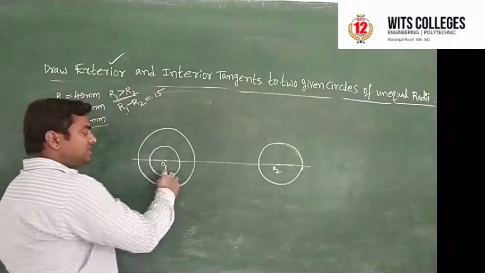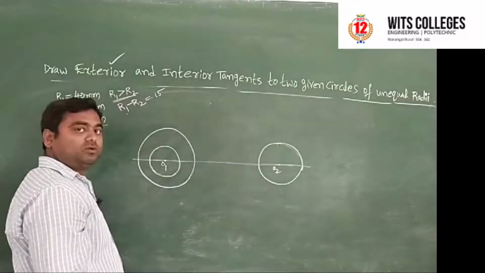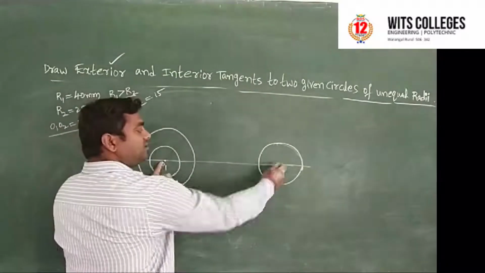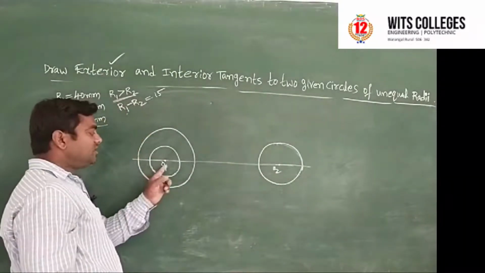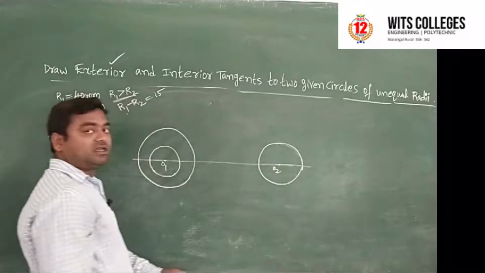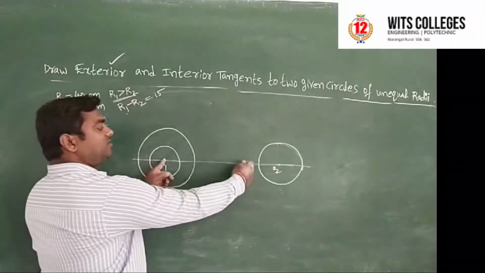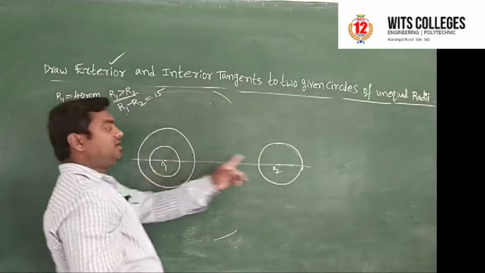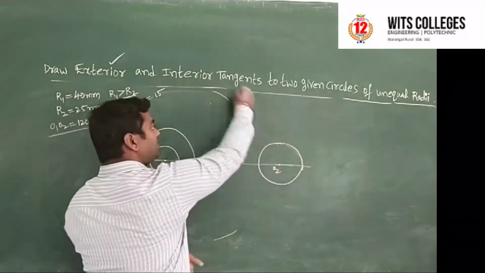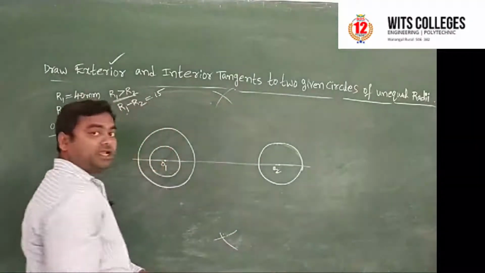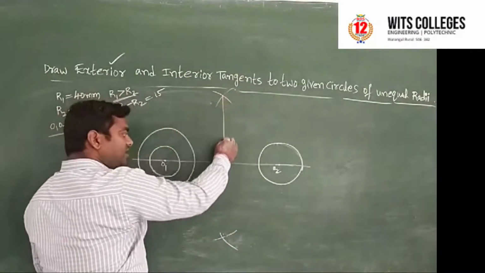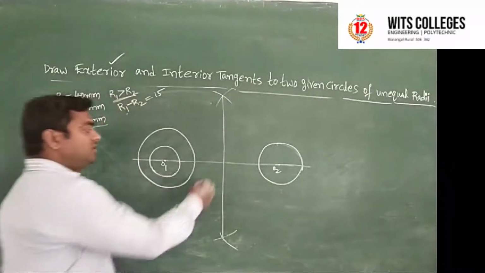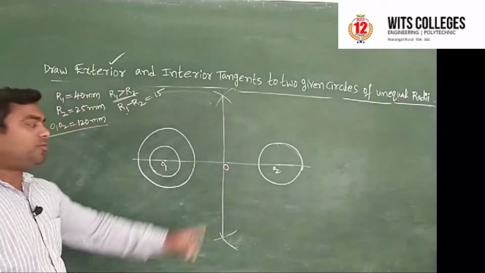Now bisect the O1 O2, the line joining the centers O1 and O2. How to bisect? Take more than half of the length as radius, draw one arc above the line and below the line, and with the same radius and O2 as center, draw one arc above and below the line. Join these two, then definitely it is going to bisect the O1 O2 line. Now let us mark that point as O.